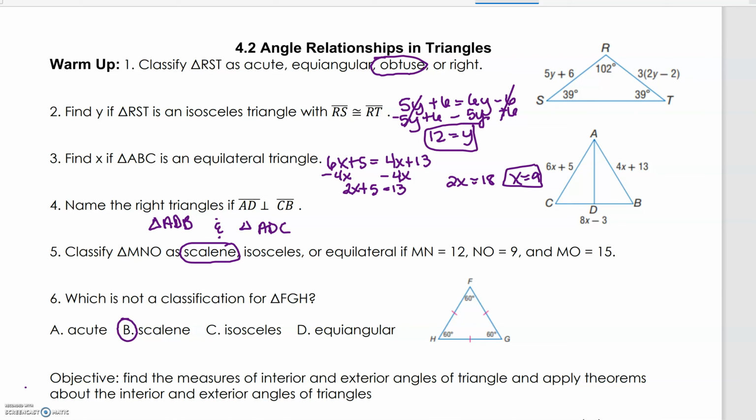And then naming the right triangles, triangle ADB and triangle ADC. And then classifying, if they're all different, it's scalene. And then this one, which one's not a classification? Well, they're all acute. They all have at least 2 sides congruent and they're all equal angles. So it's not scalene because that would be different sides and they are all the same.